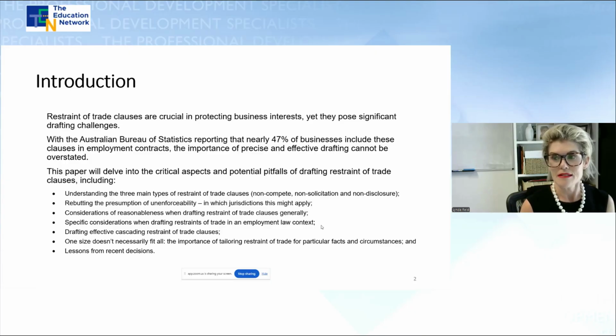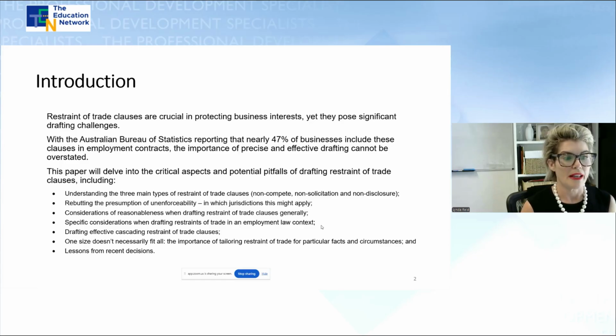Now, the ABS, the Australian Bureau of Statistics, has reported that nearly 47% of businesses include these types of clauses in employment contracts, and there's no limitation at the moment on the types of people who this can apply to. So we're going to have a look at the importance of precise and effective drafting, because that is going to be critical a lot of the time to being able to protect your client's interests.